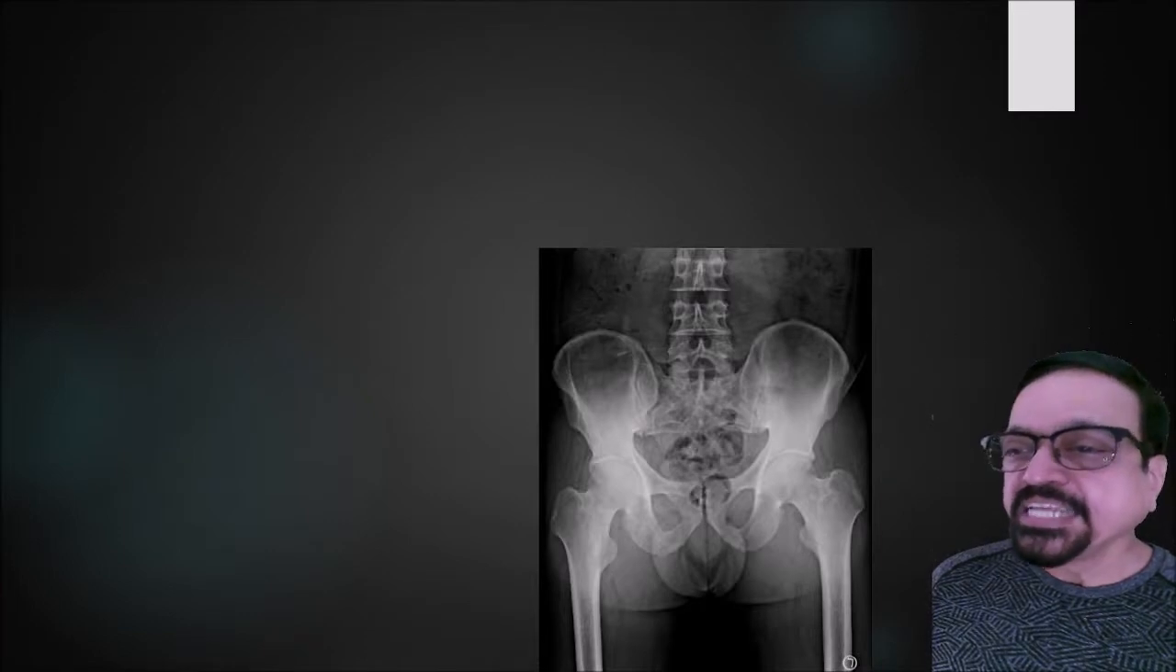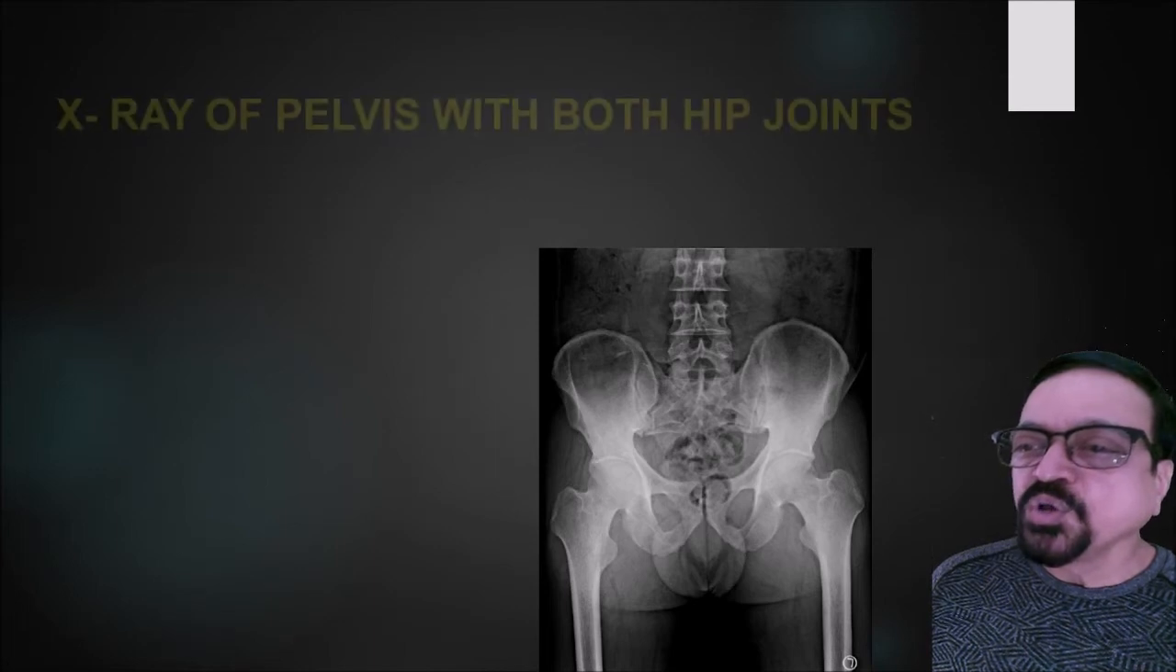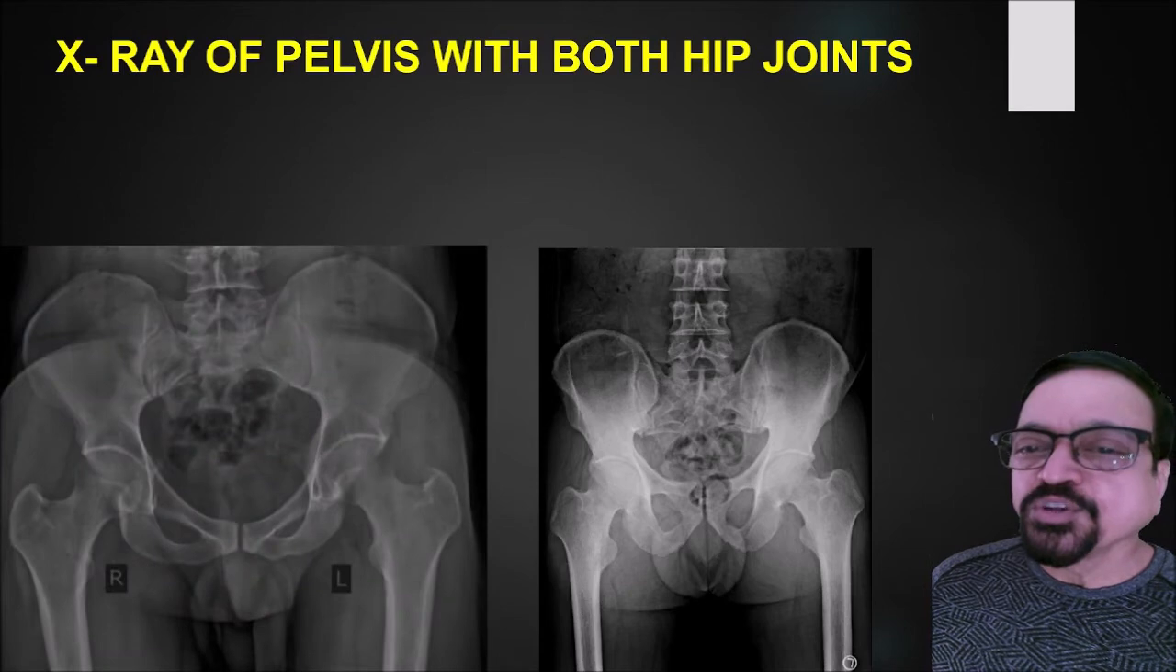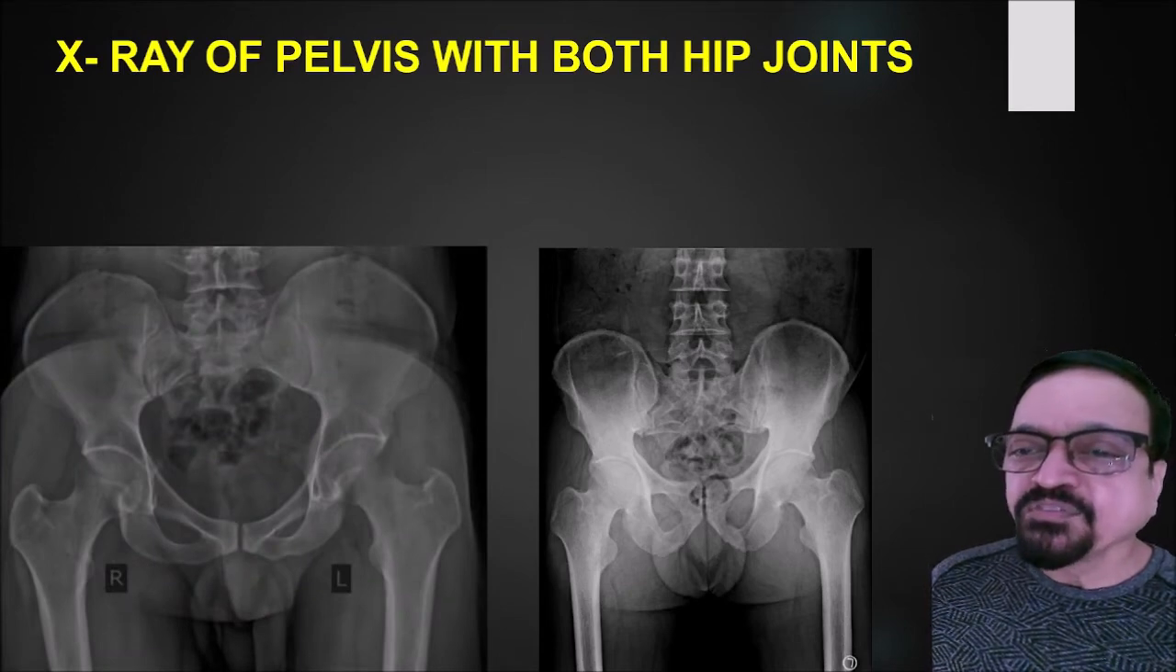See how it is seen. You can see the SI joint, hip joints, and also all the anatomical structures that we described just now. We are showing you two radiographs, radiograph 1 and radiograph 2. The difference between these two is that you can see the pelvis and iliac.